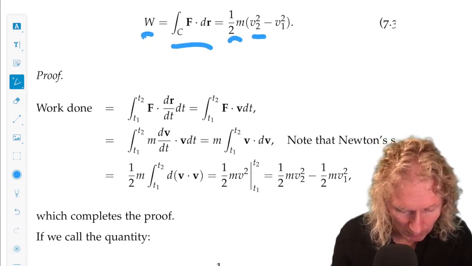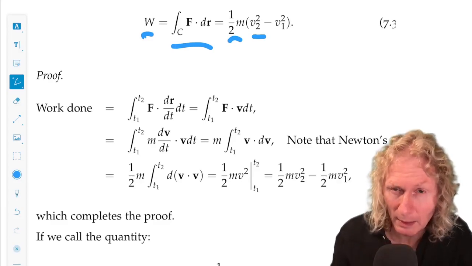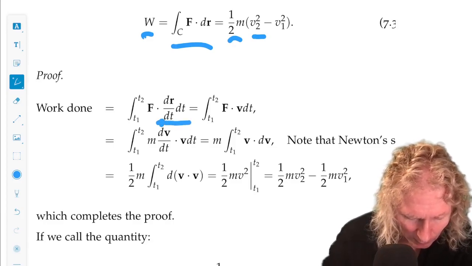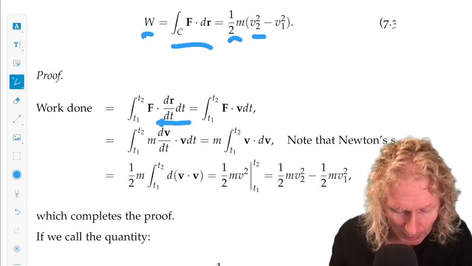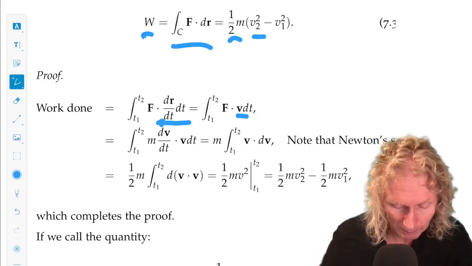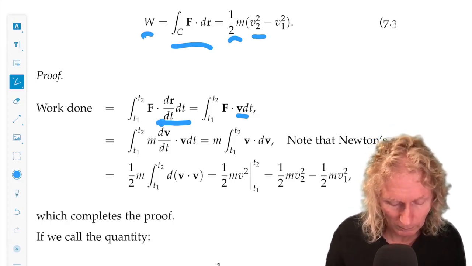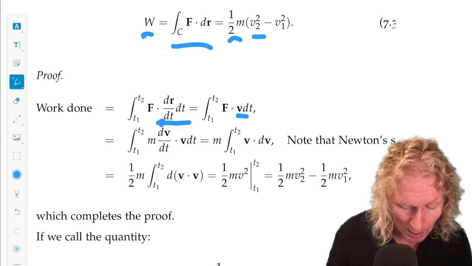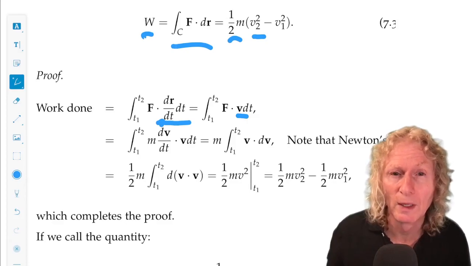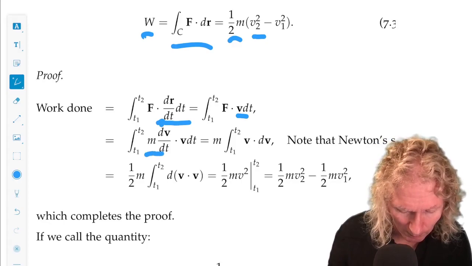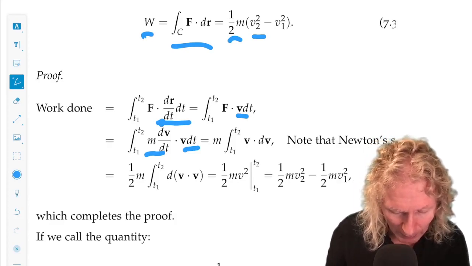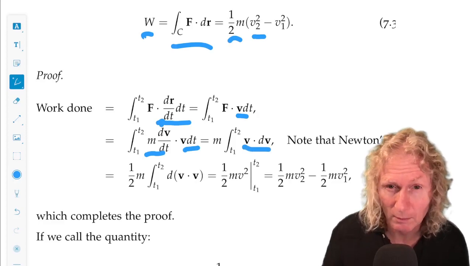All right, F dot dr. Let's reparameterize the path by t. So instead of dr, we write dr as dr/dt dt, and we can integrate from t1 to t2. But dr/dt is just velocity, so this is F dot v dt. Now this is the integral from T1 to T2 of, we're going to use Newton's second law. So F is ma, or m dv/dt dot v dt. Okay, we can pull the m out. It's a constant. And dv/dt times v dt is just v dot dv, using the chain rule.